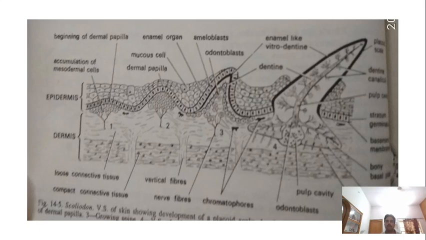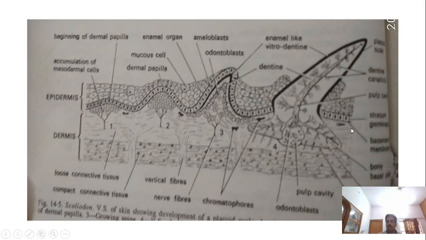In this video, we will discuss the structure of the skin of Scoliodon. As we already discussed the general characters of fishes, the skin of fishes is covered by scales, and here the scales are placoid scales. You can see here, this is a placoid scale embedded in the skin of Scoliodon.